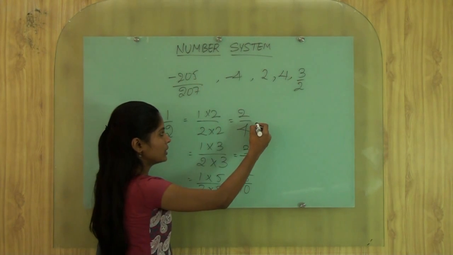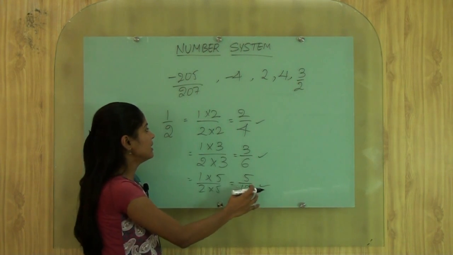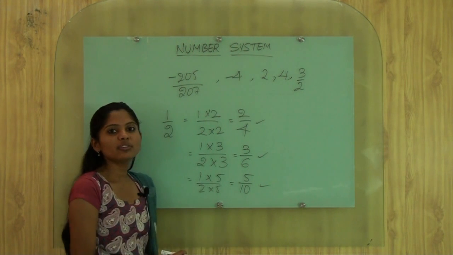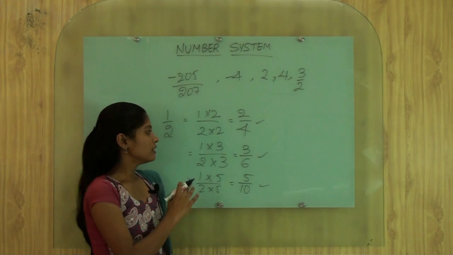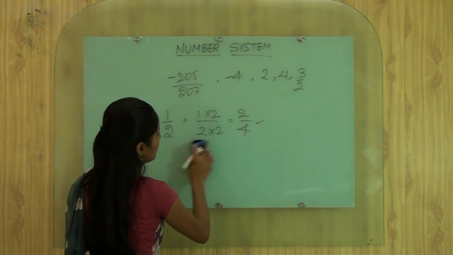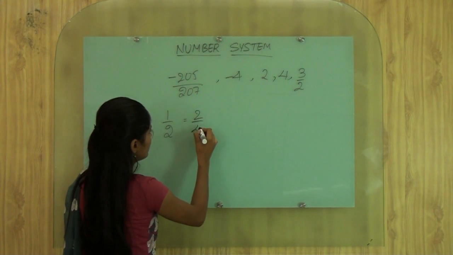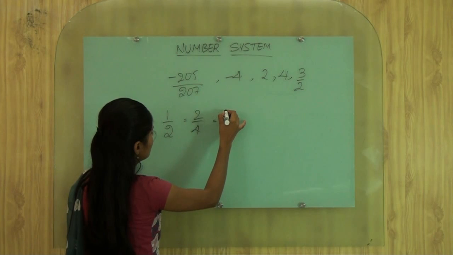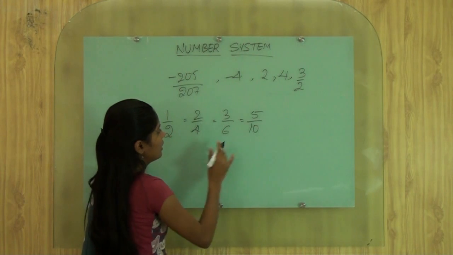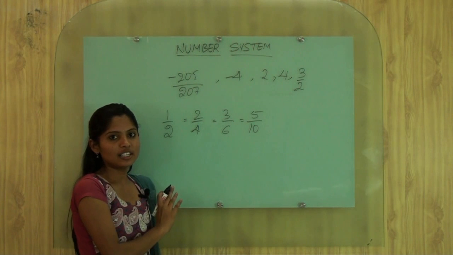See, all these numbers, 2/4, 3/6 and 5/10, represent 1/2. So these numbers are called equivalent rational numbers. We can write it as 2/4 is equal to 3/6 is equal to 5/10. All these are equal, so these are called equivalent rational numbers.